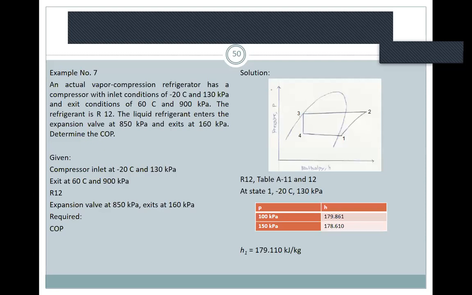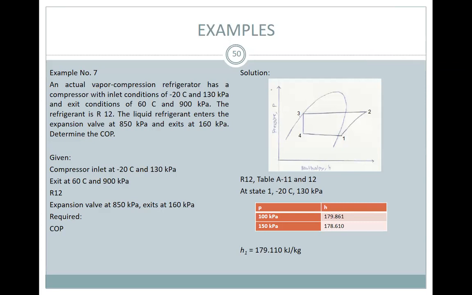Sample number 7. So an actual vapor compressed refrigerator has a compressor with inlet conditions of negative 20 C and 130 kilopascal and exit conditions of 60 C and 900 kilopascal. Compressor, so compressor ang given dito. The refrigerant is R12. The liquid refrigerant enters the expansion valve at 850 kilopascal and exits at 160 kilopascal. Determine the COP.